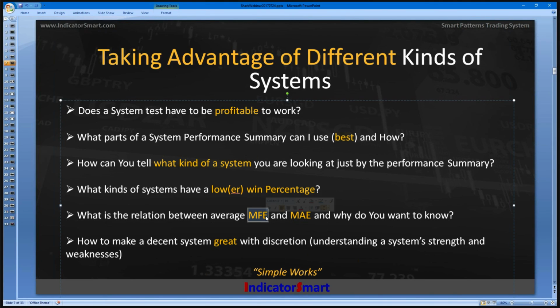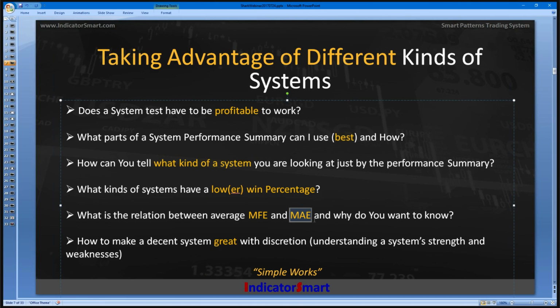And the next one there is, what is the relationship between average maximum favorable excursion, MFE, and average maximum adverse excursion? Why do you want to know that? Well, maximum favorable excursion is how far does a trade go in your favor during the duration of the trade. Then the other one is, what is the average maximum adverse excursion? How far does it go to your disadvantage during the interval of a trade?